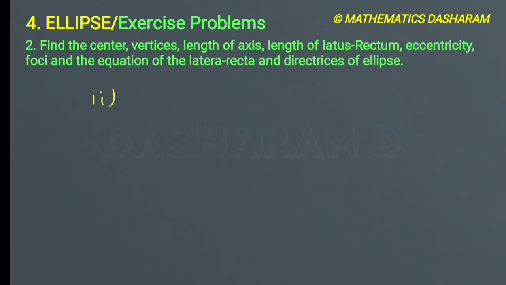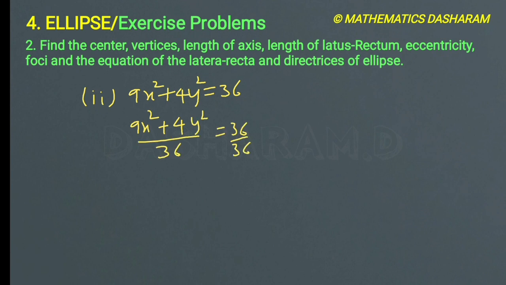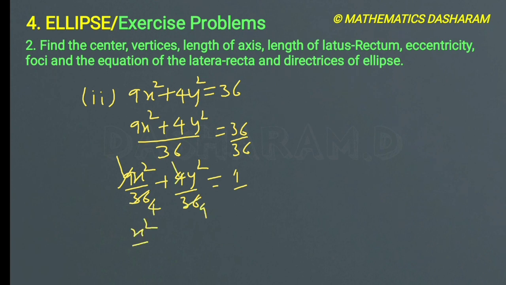The second question is 9x square plus 4y square equals 36. Let's convert it into the standard form. So LHS and RHS both divide by 36. Next, split into two fractions: 9x square by 36 plus 4y square divided by 36. Here 36 by 36 is 1. 9 ones are 9, 9 fours are 36; 4 ones are 4, 4 nines are 36. So x square divided by 4 plus y square divided by 9 equals 1.